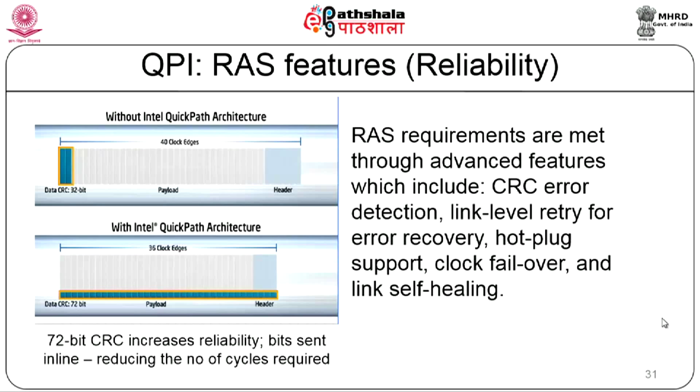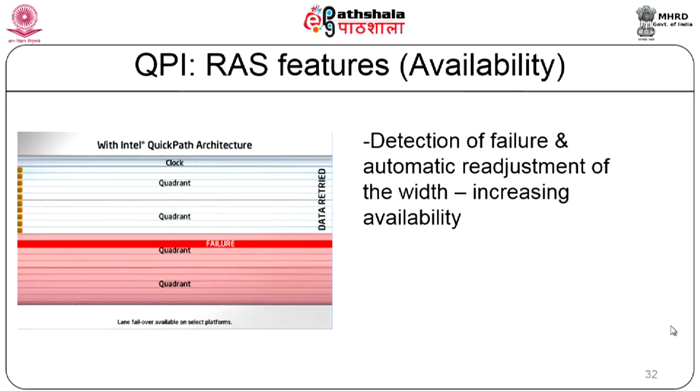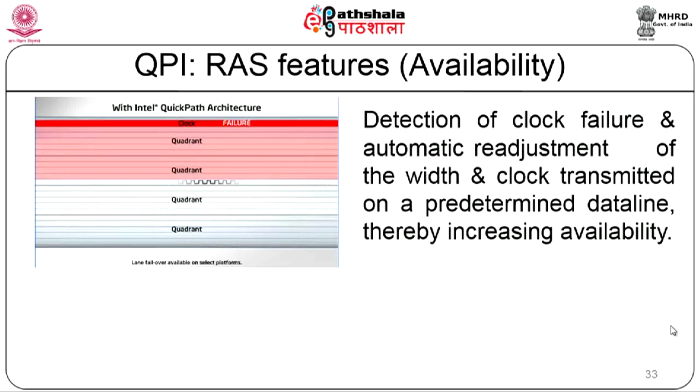And suppose if there is a clock failover, then a different lane can be used for transmitting the clock, and suppose if there is a link failover, there is a lane which fails, then the width can be automatically adjusted, and that is what is called the self-healing property. So, instead of transmitting the entire width, you can reduce the width of transmission and still transmission can happen when a failure is detected. That is the self-healing process. So, detection of failure and automatic readjustment of width automatically happens here. This basically increases your availability of the system.